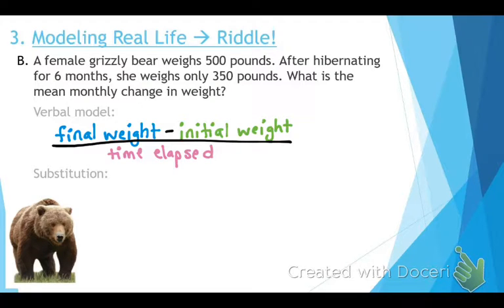So what I want you guys to do now is to look back in our story problem and see if you can make your substitution. See if you can figure out what the final weight is, the initial weight is, and the time elapsed or the time that it took to do it. All right. As I walked around, many of you guys had good answers there. First off, let's go ahead and plug it in for me. What was the final weight? 350 pounds. And then remember, I'm just going to bring down my subtraction sign. What was my initial weight? 500 pounds, divided by what? 6 months. Divide it by 6 months.